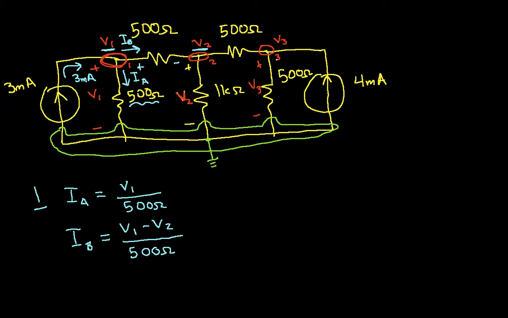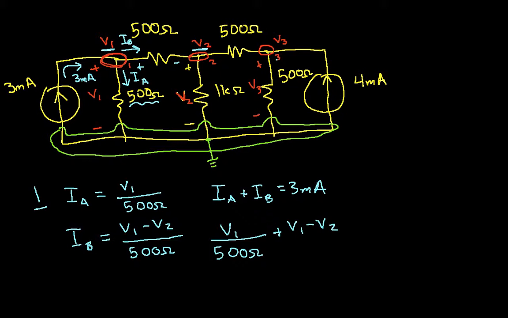And so combining this with the fact that I have 3 milliamps going in, I can say that the sum of the currents leaving the node is equal to the current entering the node. I can write this as IA plus IB is 3 milliamps, or V1 over 500 ohms plus IB, which is V1 minus V2 over 500 ohms, is equal to 3 milliamps.